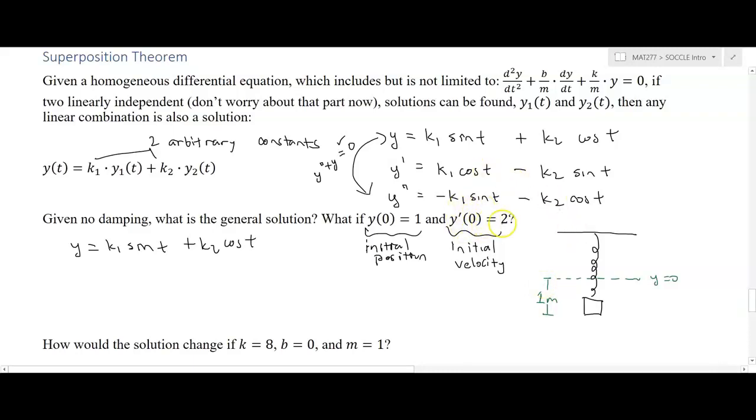Also, y prime of 0 equals 2. It's a positive number, which means it is going to continue stretching. So when we press play, that spring mass system is going to continue moving downwards. So how do we actually work with these two initial conditions?